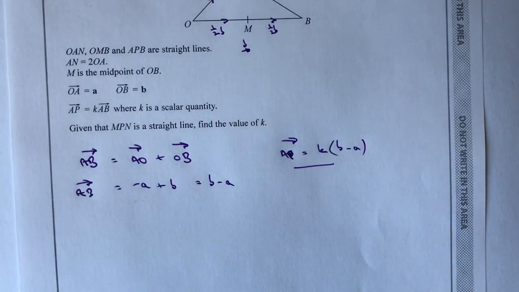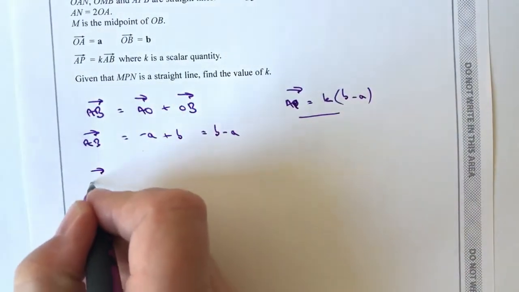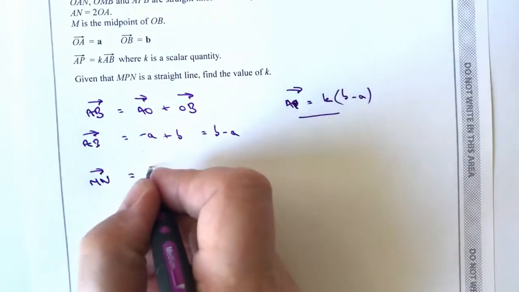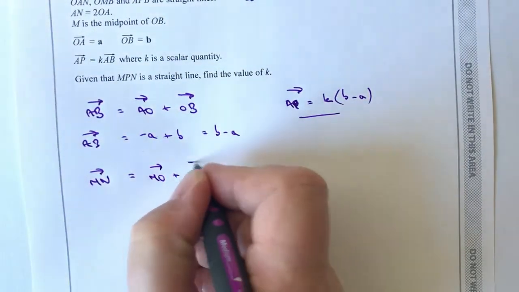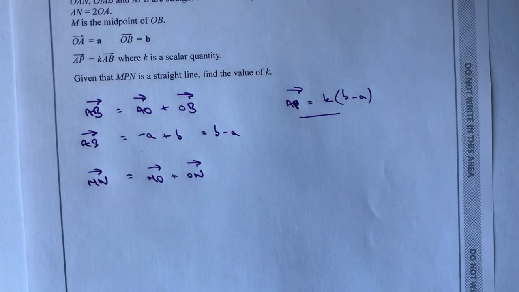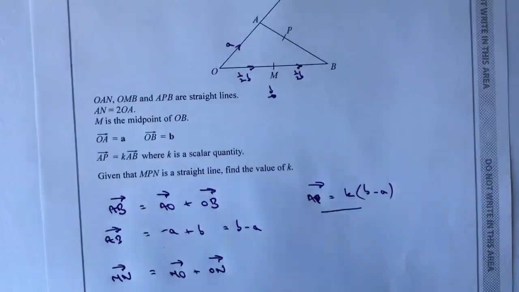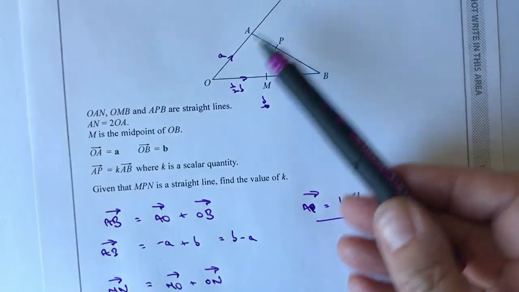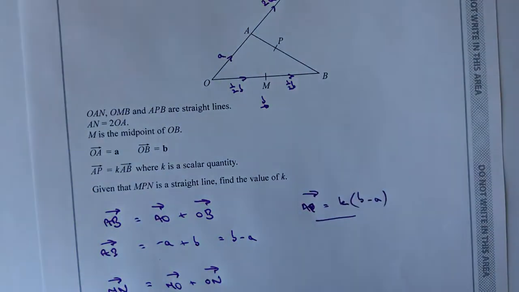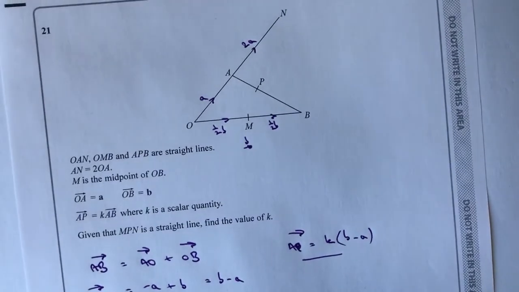Right, let's have a look then at MN. Okay, so if I want to know MN, then the only way of doing that is to go MO plus ON. Okay, so let's feed that information in. Well, remember that MO is going to be half of B, or it's going to be minus half of B because it's going in the other direction. And also remember that AN is two lots of AO, so this means that this will be 2A. All right, this one at the very top here. Okay, hopefully you can see that.